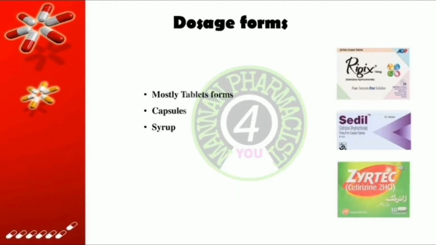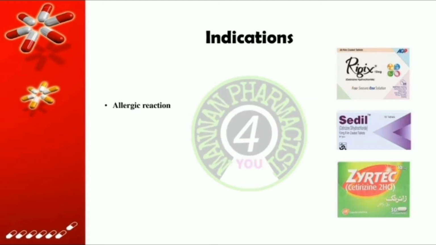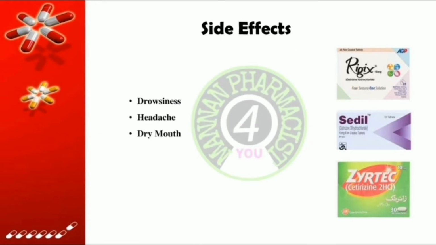Dosage forms of cetirizine: mostly tablet forms, capsules, syrup. Mechanism of action of cetirizine: Cetirizine is a second-generation histamine H1 antagonist. Cetirizine competes with histamine for H1 receptor sites on effector cells in the gastrointestinal tract, blood vessels, and respiratory tract. Indication: allergic reaction. The side effects of cetirizine greater than 10% are drowsiness, headache, and dry mouth.